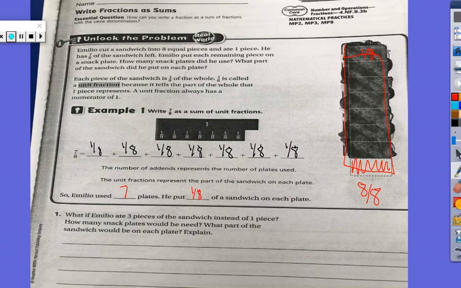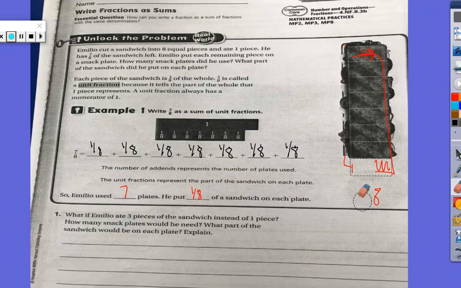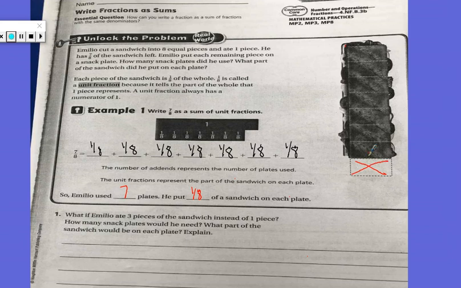Okay, the bottom part here, it says, what if Emilio ate 3 pieces of the sandwich instead of 1? Okay, so I'm going to erase that there so you can see. So he ate 3 pieces. There's a piece he ate, there's a piece, and there's a piece that he ate. How many snack plates would he need? What part of the sandwich would be on each plate?